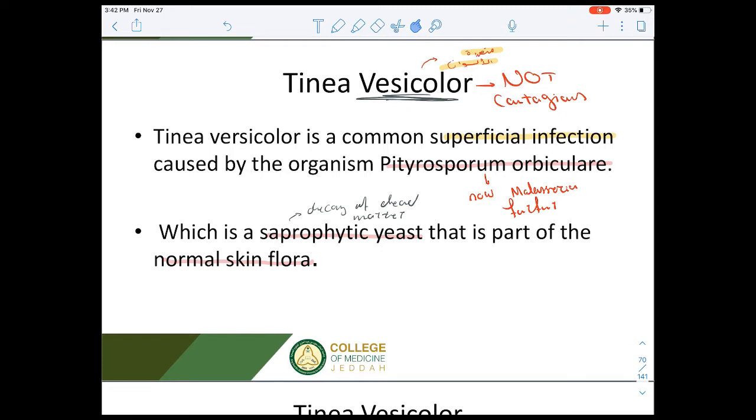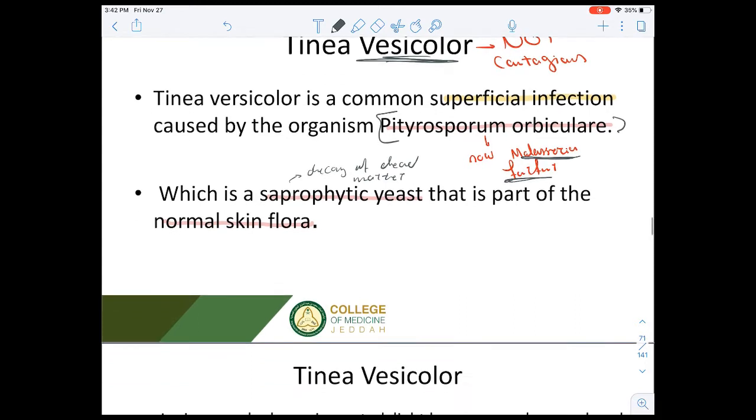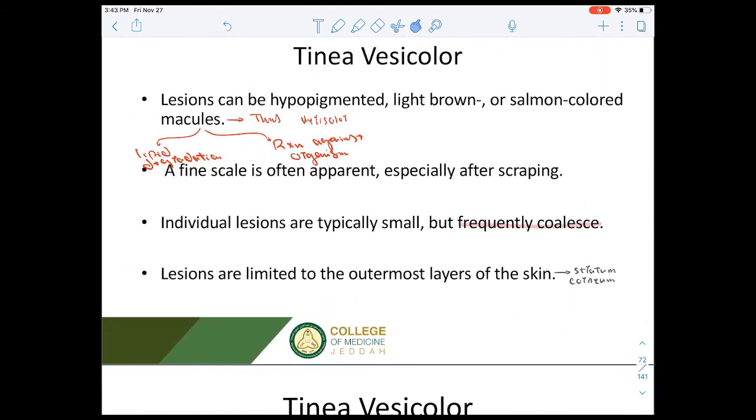So it was previously known as Pityrosporum ovale, but it's now known as Malassezia furfur. But again, for the sake of the exams, I think you would have to memorize this name in here. So it's a saprophytic yeast, and when we say saprophytic, that is, it actually decomposes or lives on the dead matter on the skin, and it's part of the normal skin flora. So the tinea versicolor lesions could be hypopigmented, light brown, or salmon-colored macules. So they are multicolored once again.